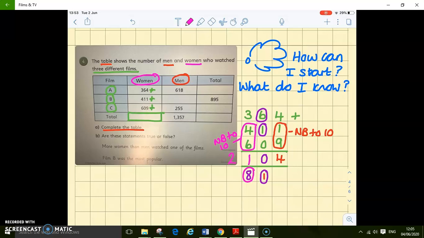Oh, I think I might have made a mistake there. I wonder if you can spot it. I might be right, I'm not sure. I'm going to let you be the teacher here and have a go. Have I got it right or have I got it wrong?